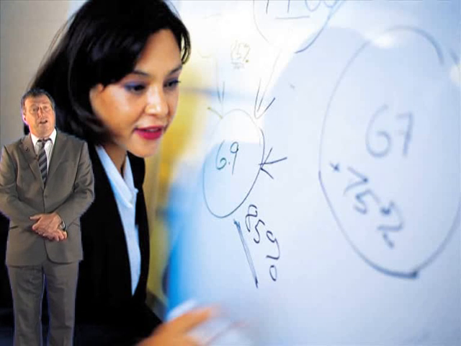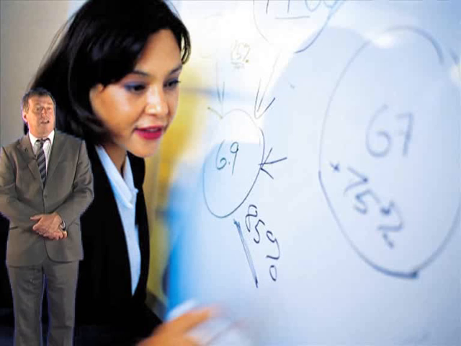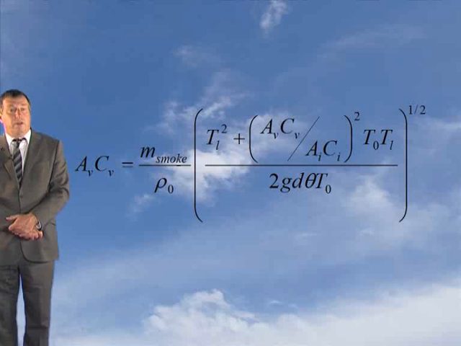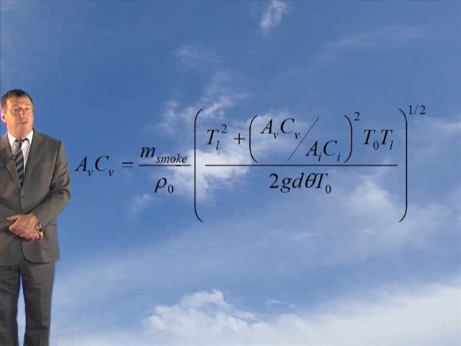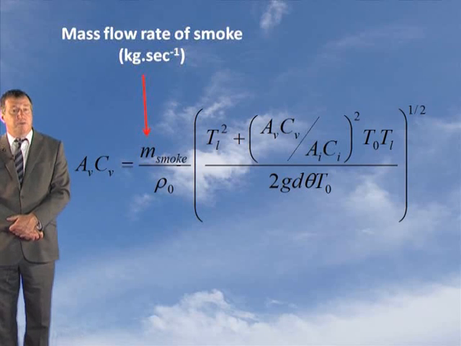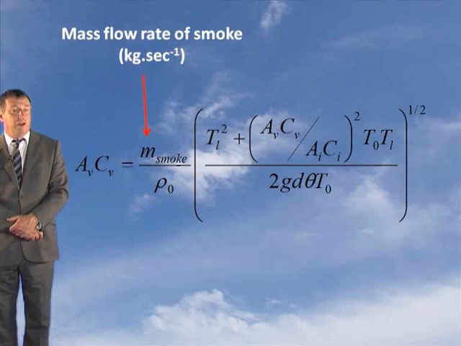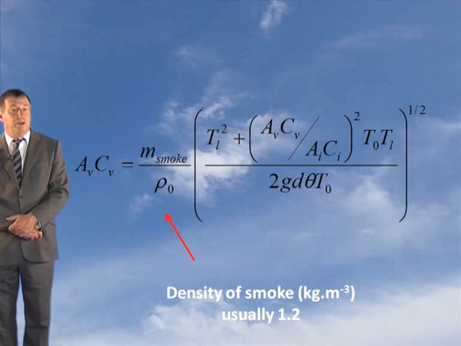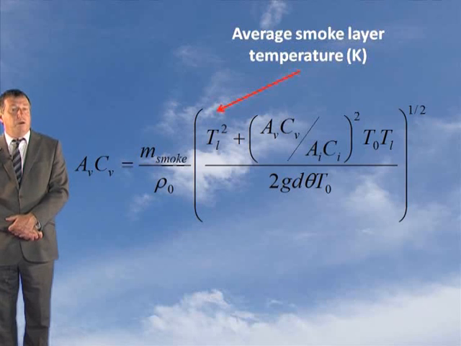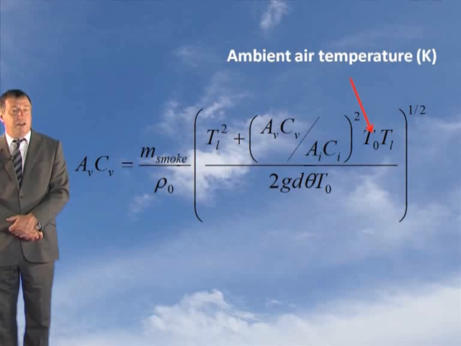Let's move on to calculate the area of ventilation required in a naturally ventilated atrium. There is one basic formula, and it can be presented in a number of forms. This is the first form. In this equation, AVCV is the aerodynamic free area of ventilation required in each reservoir. M smoke is the mass flow rate of smoke into the smoke layer. Rho naught is the ambient air density in kilograms per cubic metre, usually taken to have a value of 1.2. TL is the average absolute temperature of the smoke layer. T naught is the ambient air temperature in Kelvin.